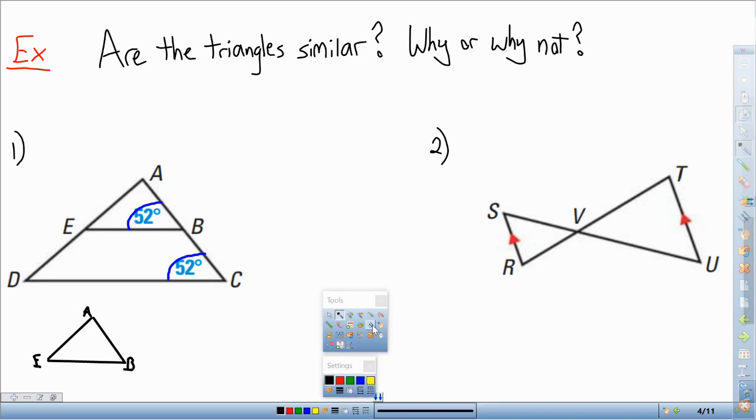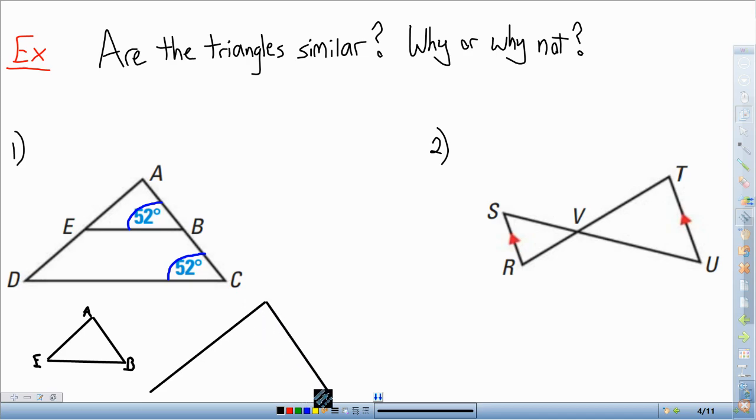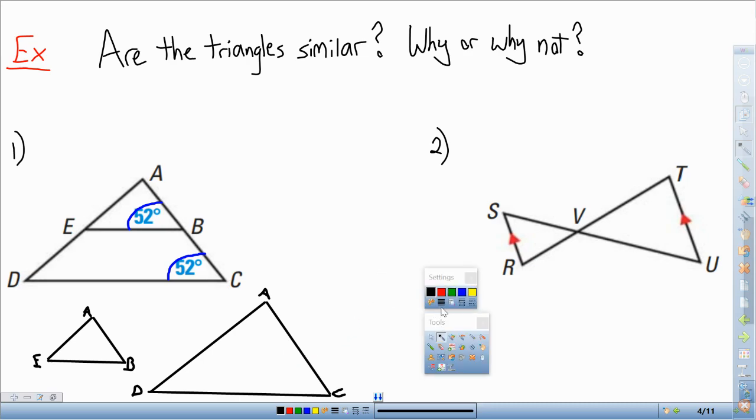Okay, and then let's draw the other triangle, the big one. Looks something like that. All right, and this big one we'd probably call DAC. Okay, the reason why I'm doing this is to kind of prove a point. These two triangles, they actually share an angle. If you guys notice, they both have angle A.